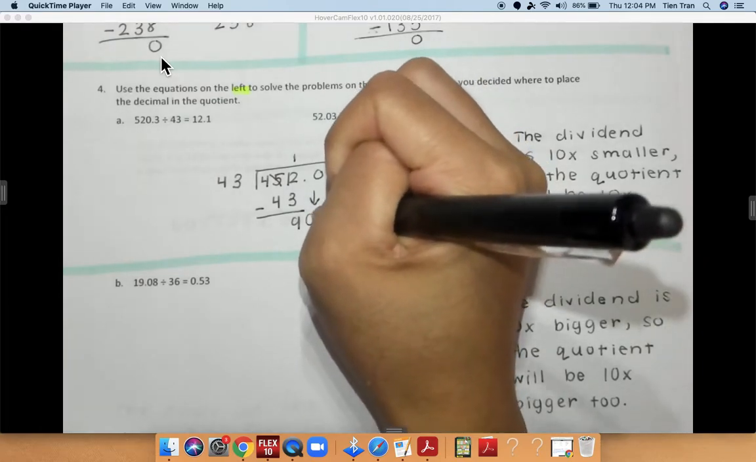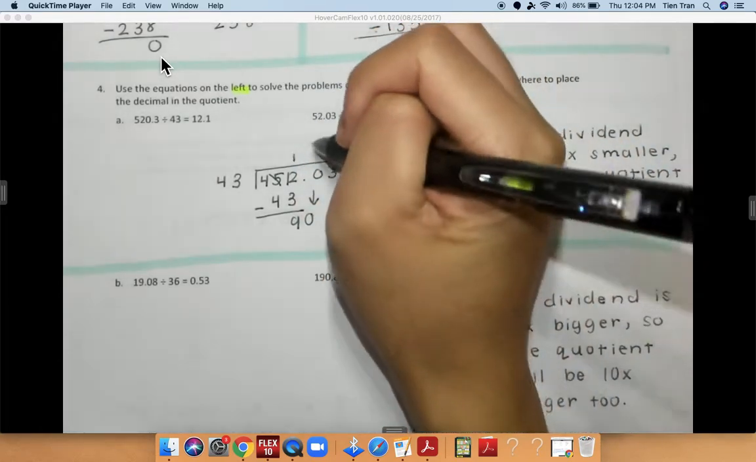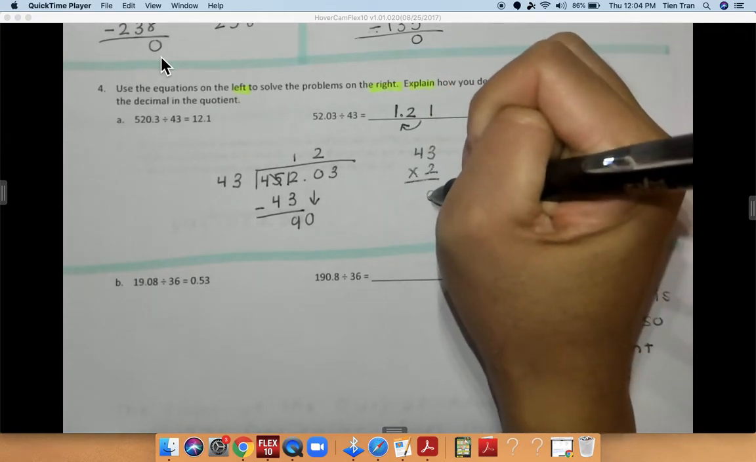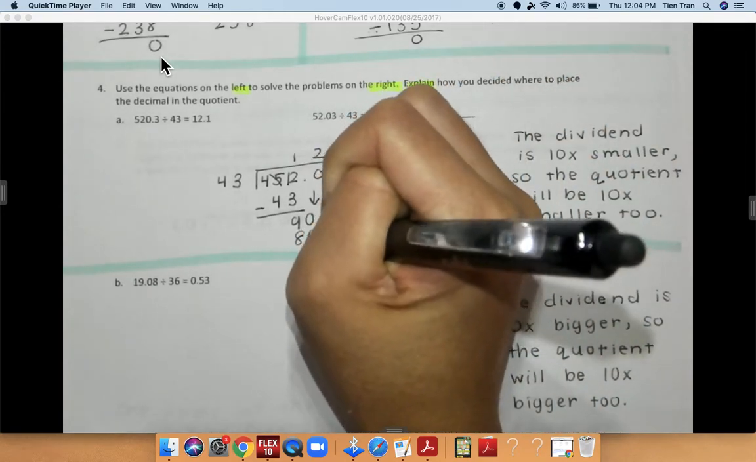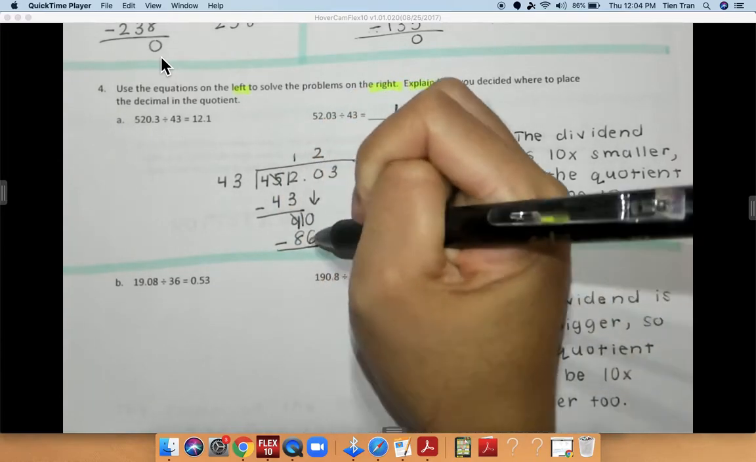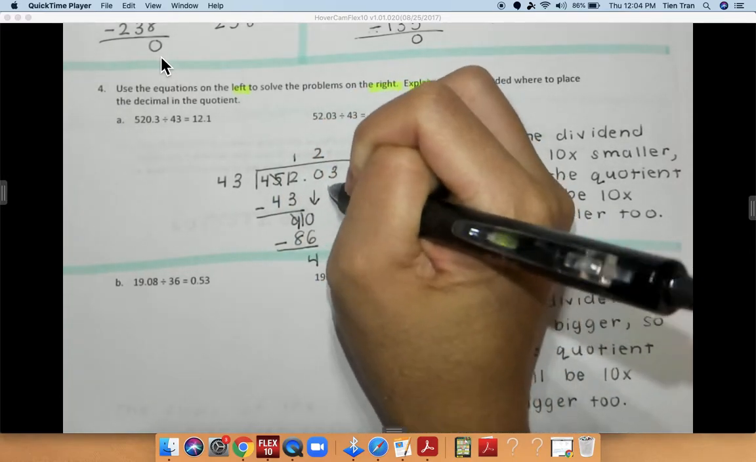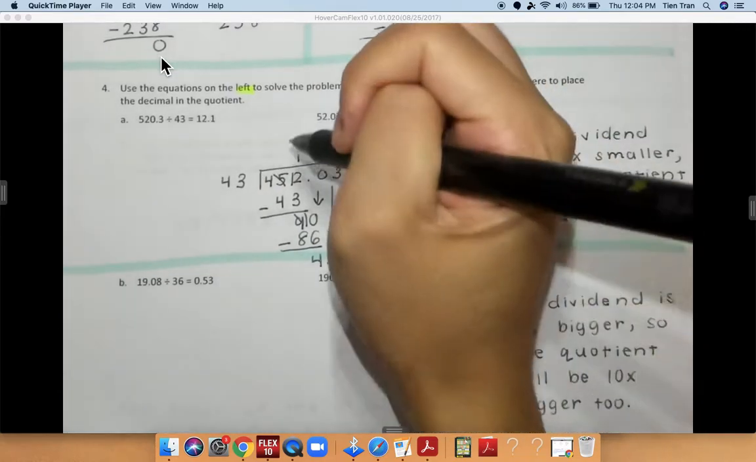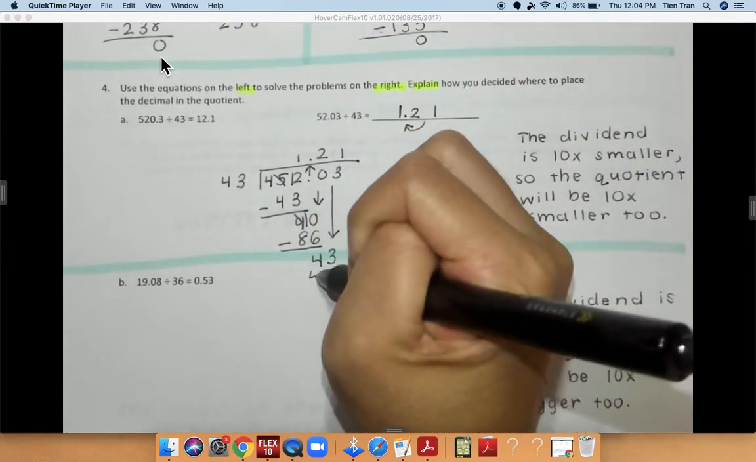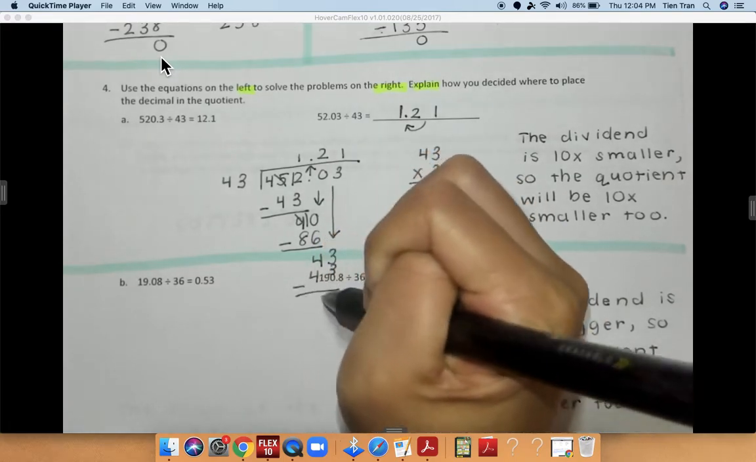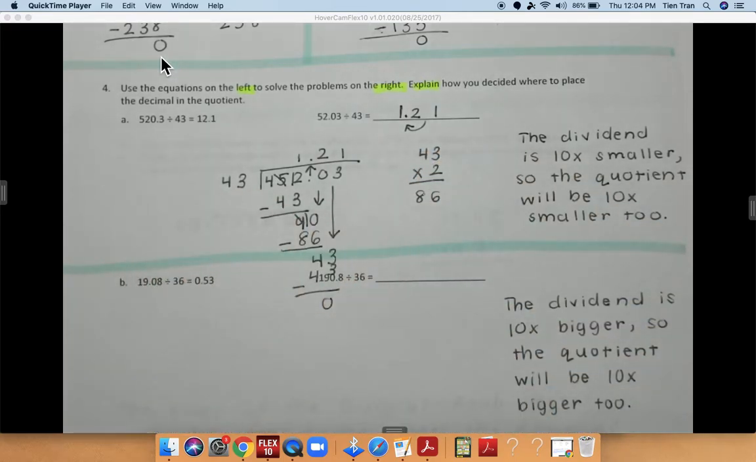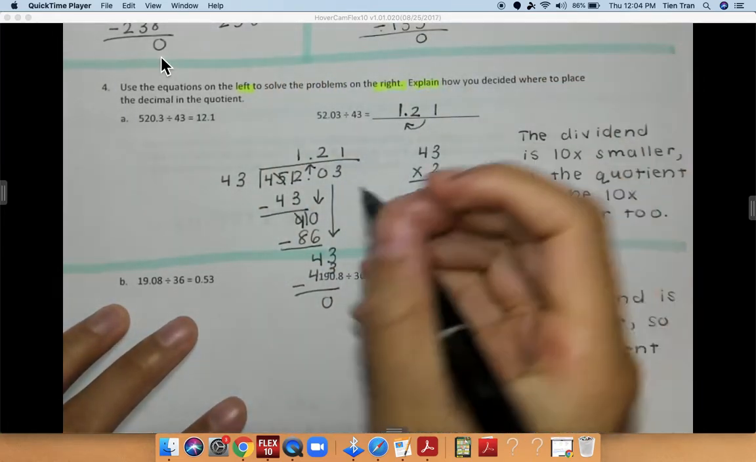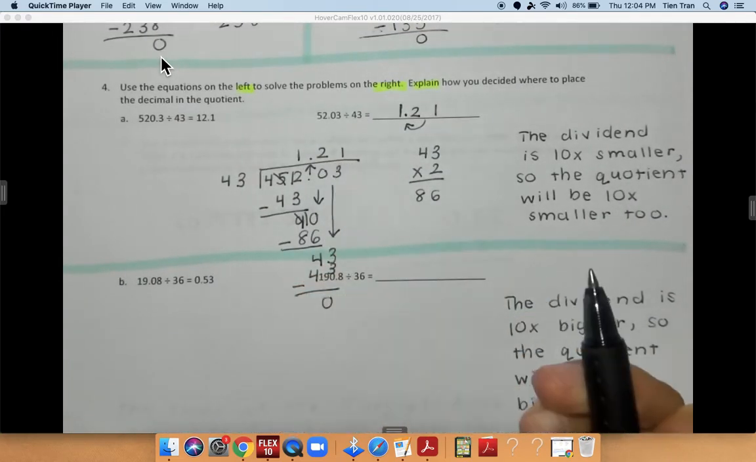Bring down my 0. 43 can go into 90 2 times. 43 times 2 is equal to 86. Subtract. 10 minus 6 is equal to 4. Bring down my 3. 43 can go into 43 one time. Subtract. 43 minus 43 is equal to 0. I kind of should have put more space, but my point is your answer is 1 and 21 hundredths.